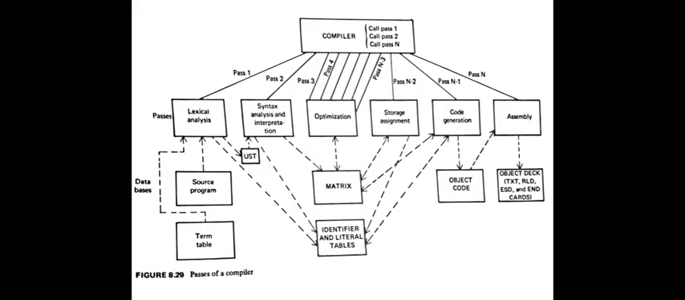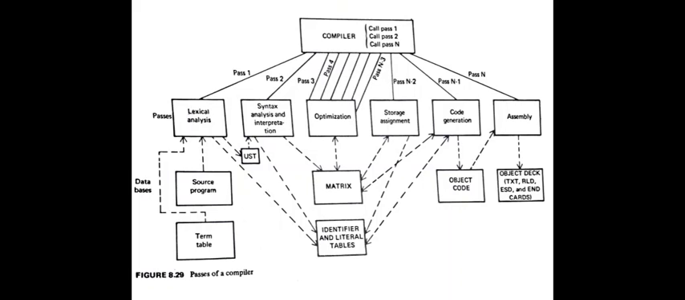And in pass 2, the syntax analysis and the interpretation will be done. From the lexical phase, the data will be used from the identifier and the literal table also. And the syntax analysis and interpretation phase from pass 2 refers to the matrix. Pass 3 till pass N-3 work with your optimization phase, where you have two-way communication with your matrix.